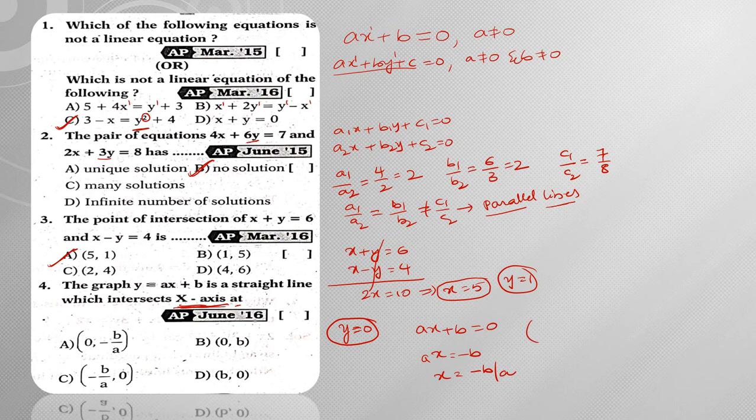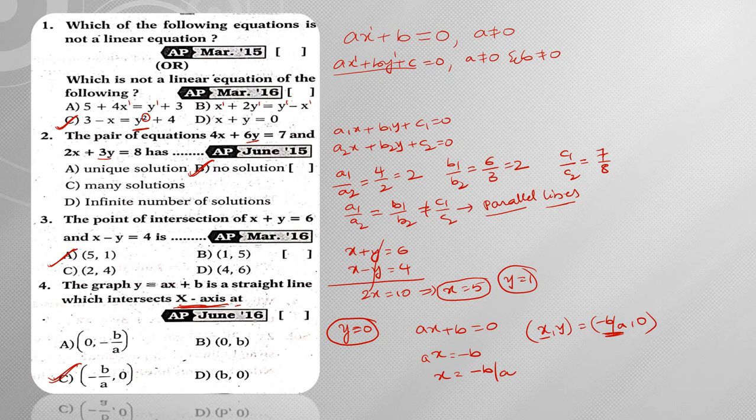So from this what is the point? Generally you know how to write a point: first you write the x coordinate, followed by the y coordinate. That means minus b by a comma 0. Hence the answer is minus b by a comma 0. This particular minus b by a is nothing but called the x-intercept.